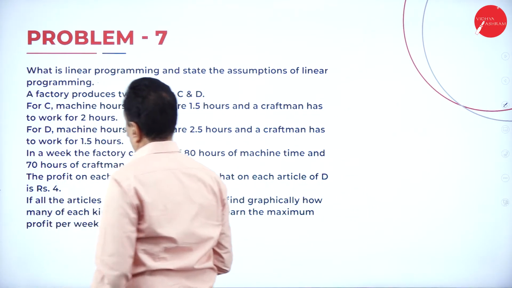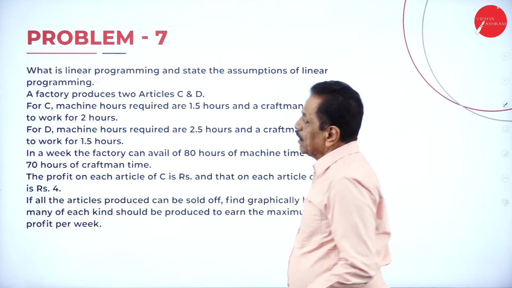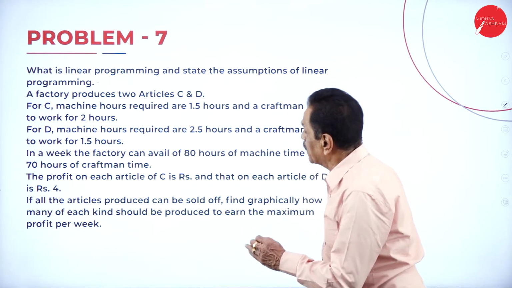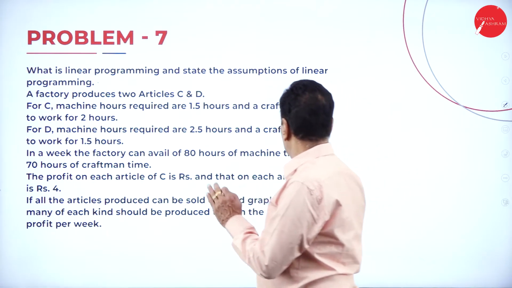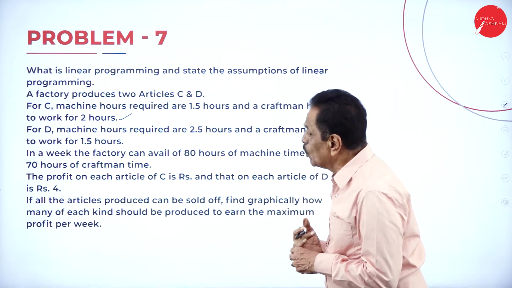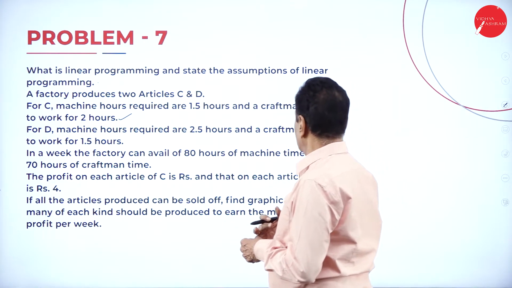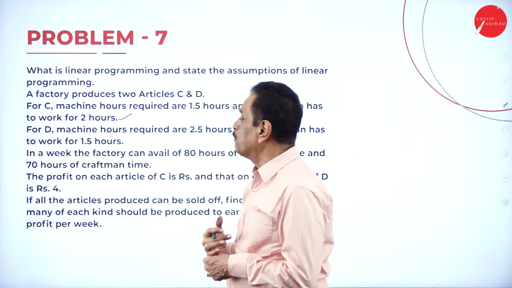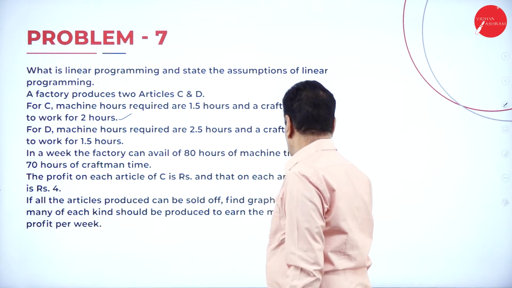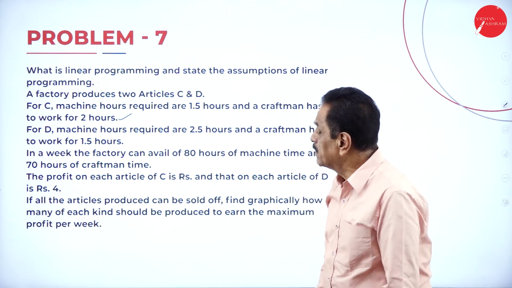This is a common question they are going to ask. A factory produces 2 articles C and D. For C, machine hours required is 1.5 hours and a craftsman has to work 2 hours. For D, machine hours required are 2.5 hours and a craftsman has to work for 1.5 hours. In a week, the factory can avail 80 hours of machine time and 70 hours of craftsman time. This is the maximum number of hours they can utilize.